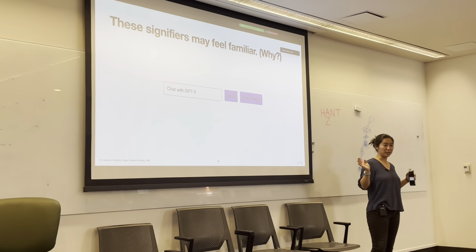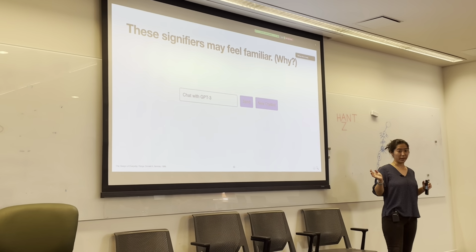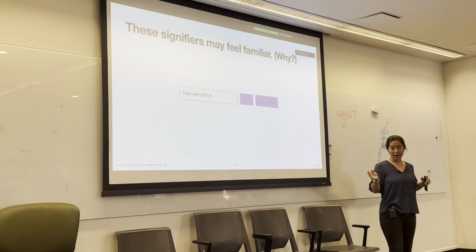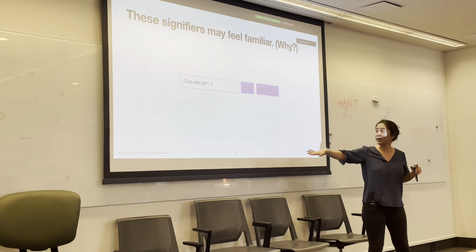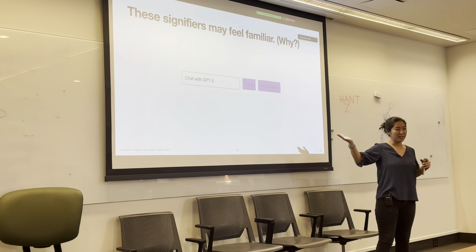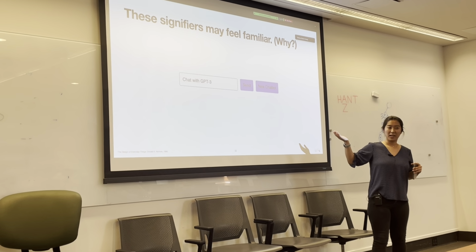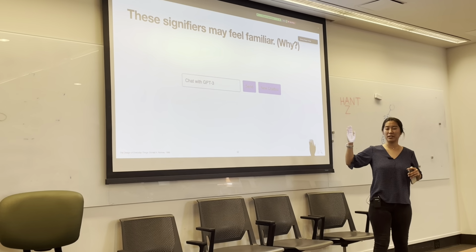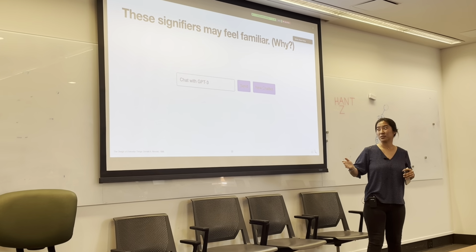So here are a few signifiers from my own chatbot. They may feel pretty familiar. So on the far left, this is essentially just a box, and the box has a little bit of text in it. But I think that you may intuitively know that that's a text box, and if you click on it, you can type stuff into it.